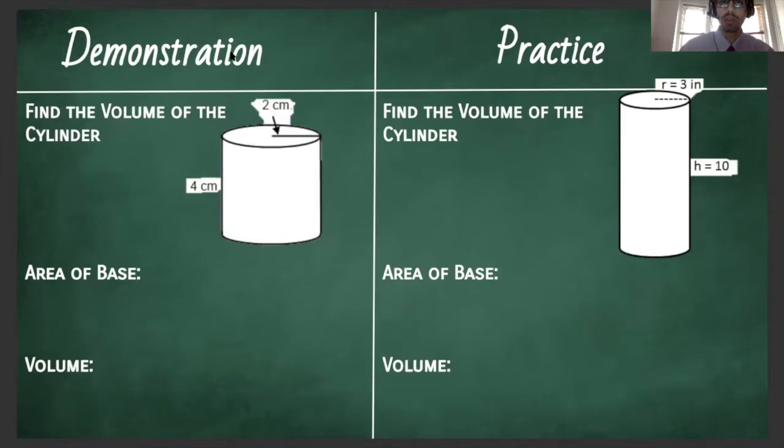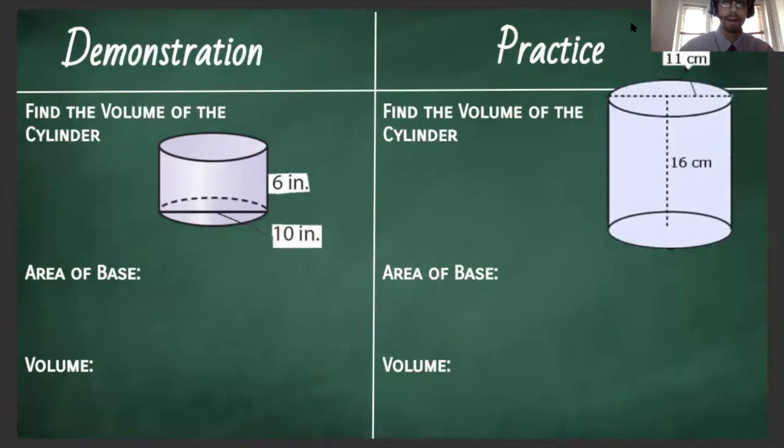Let's look at some problems where they give us diameter instead and see what we'd have to do differently there, okay? So again, same format. We'll have a demonstration problem and then some opportunity for us to practice. Looking at this problem over here, they want me to find the volume of this cylinder, okay? But instead of giving me radius, they gave me diameter. So it's going to change how I solve this a little bit, okay? First things first, though, I always have to start by finding the area of my base, right? Because it's a necessary component to finding the volume.